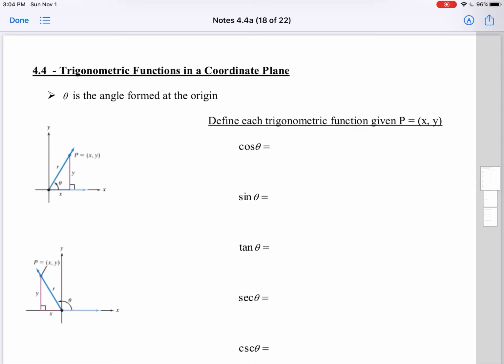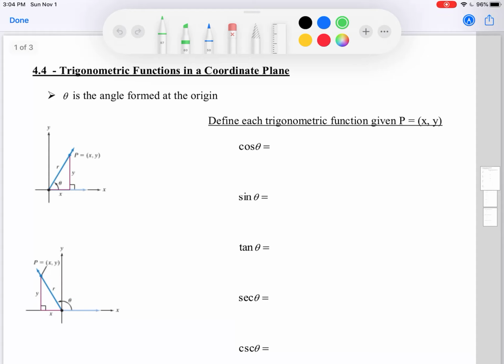So to get started, we have these four pictures on the left-hand side. I left all four on this piece of paper so that you guys can take a look and see. They all have the same initial side, I guess you could say. However, they're all triangles, but take a look at your theta. Remember, theta is the angle that's formed at the origin. That's the key word. It's always at the origin.